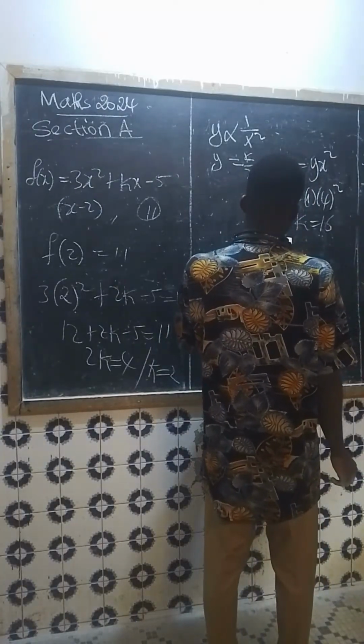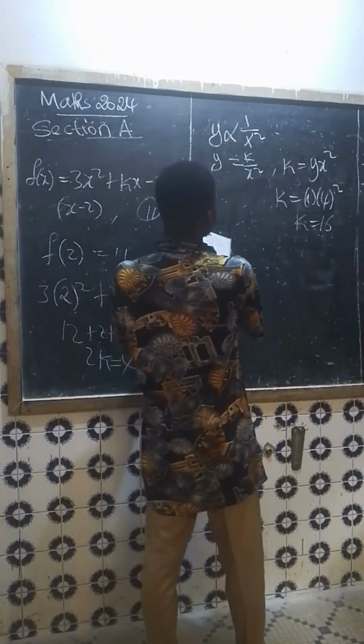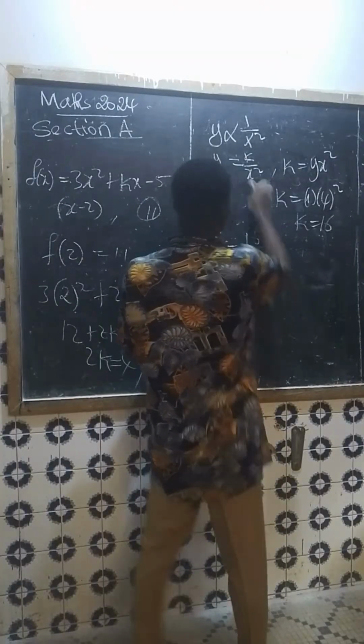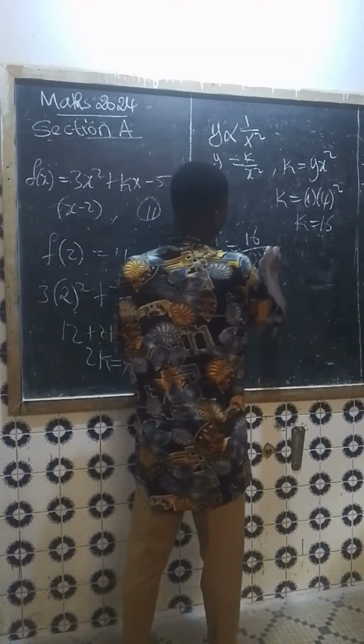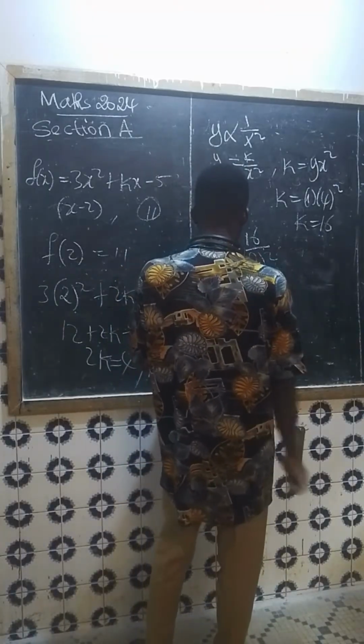The value of y when x is 2. So we'll come back here, y is equal to 16 over x squared. So x is 2 now. And y must be 4. C.